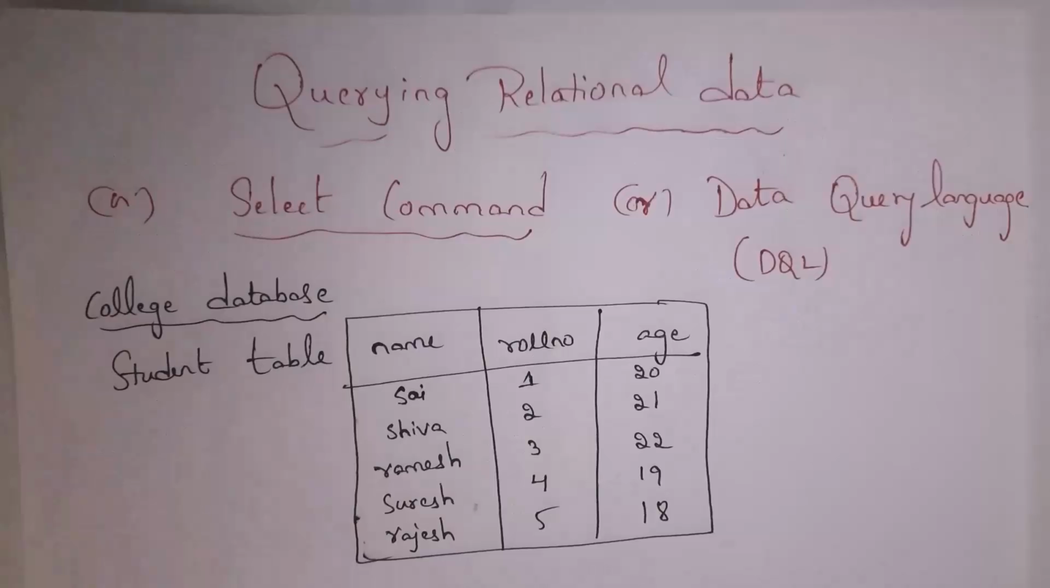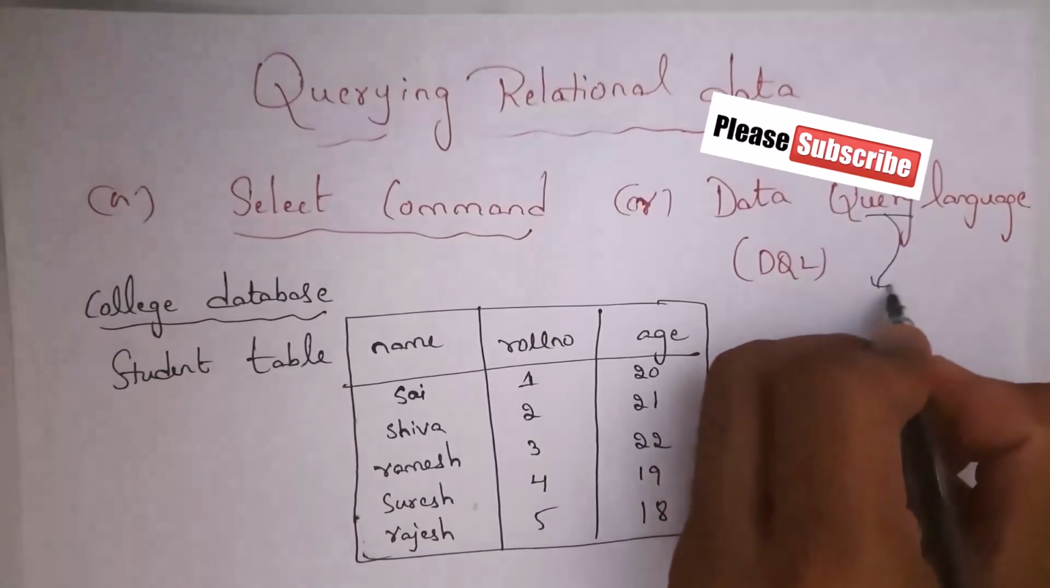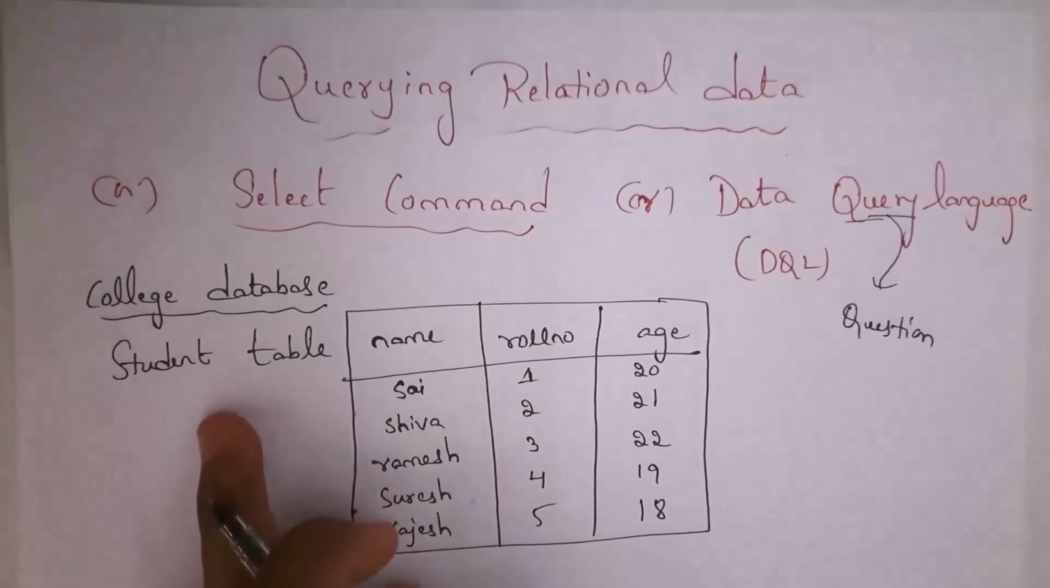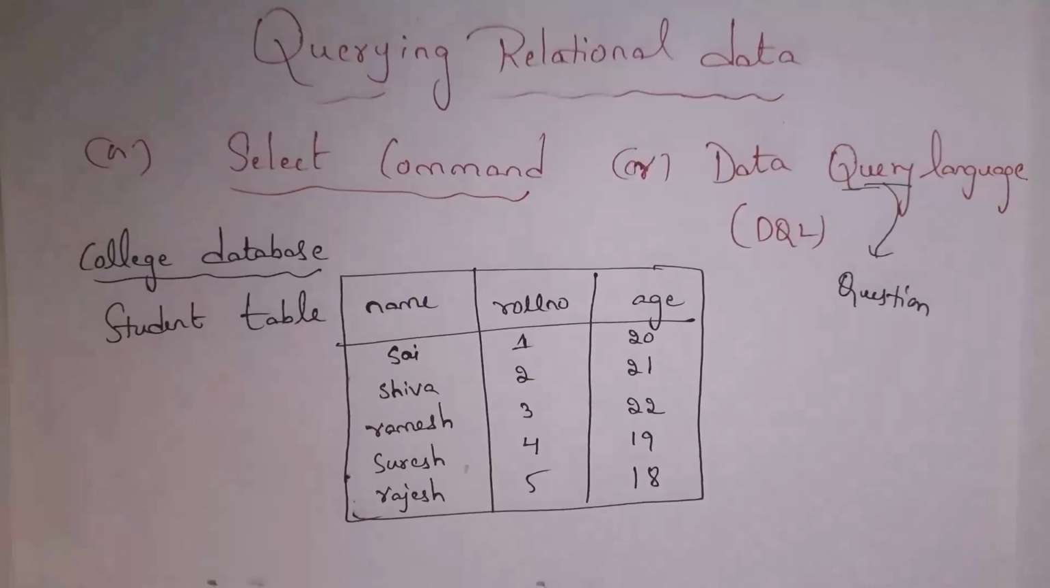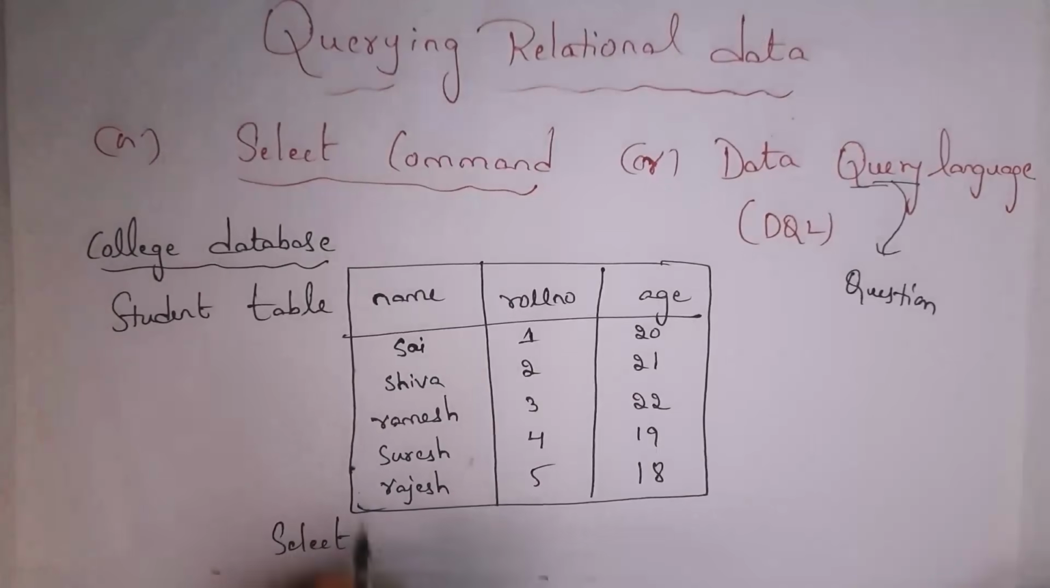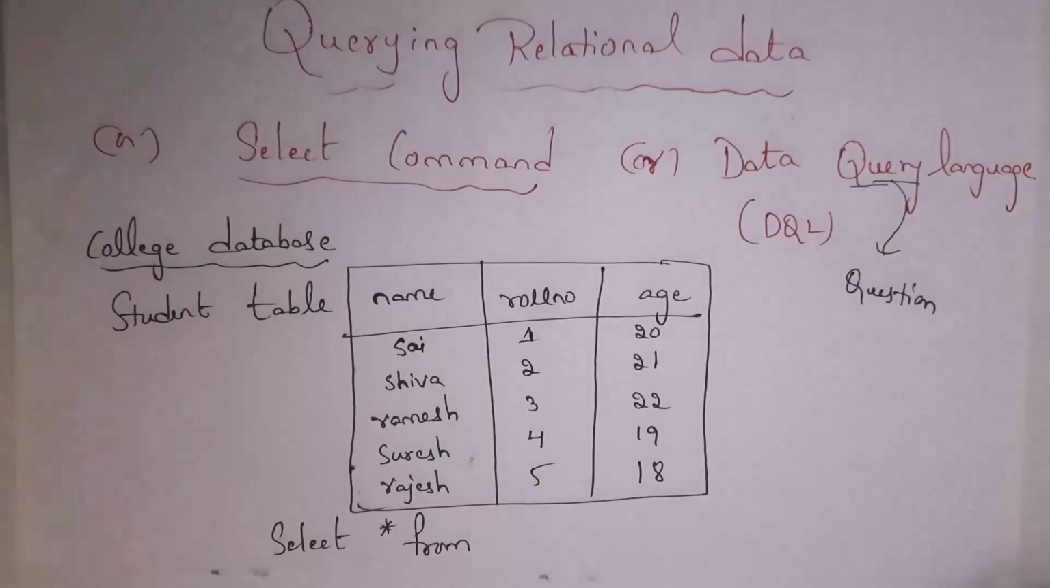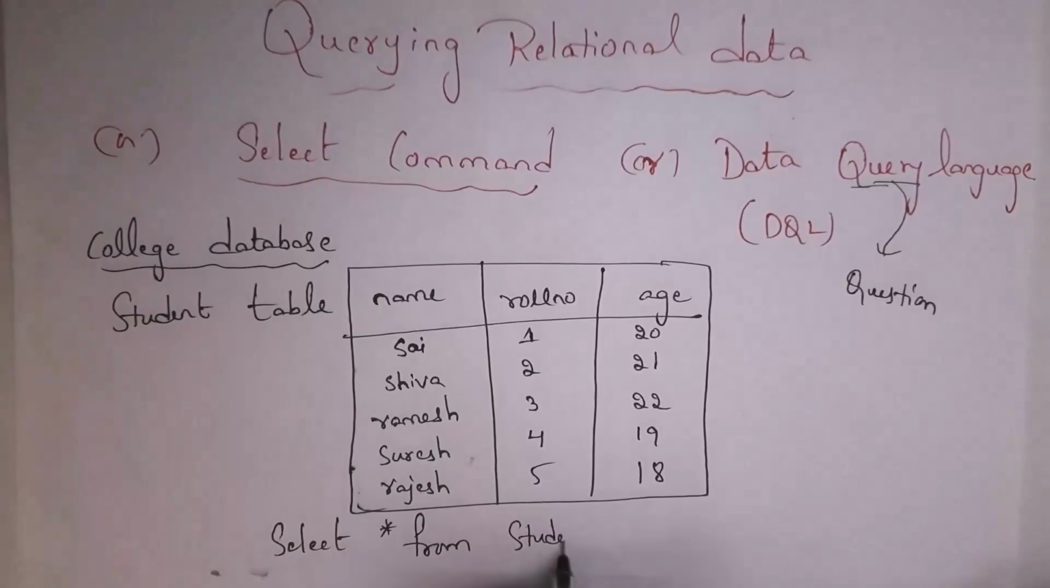Guys, we also call this select command data query language. The meaning of query is question. By using the select command, we are questioning our database. For example, I want to see the complete student table as output. So for that purpose, we need to write select. So just write select star. Star means complete columns from the table name, my table name is student. So just write here select star from student and give a semicolon.